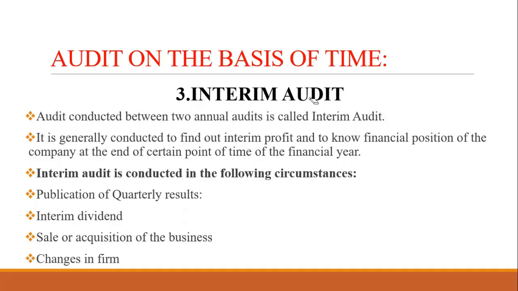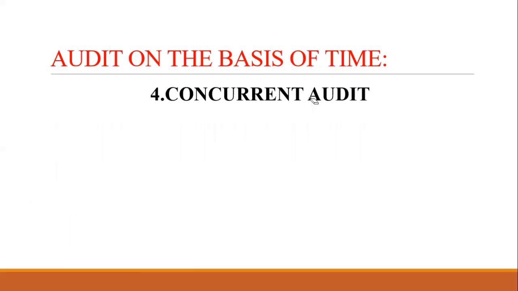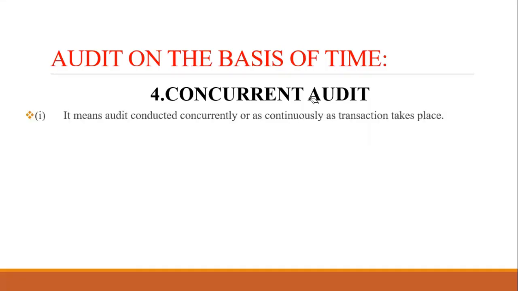So first one was continuous, that is after every interval. Then was annual, once in a year. Interim, within two annual audits, we have one interim audit, that is in between the two annual audits. And the last topic, concurrent audit. It means audit conducted concurrently or continuously as transactions take place.